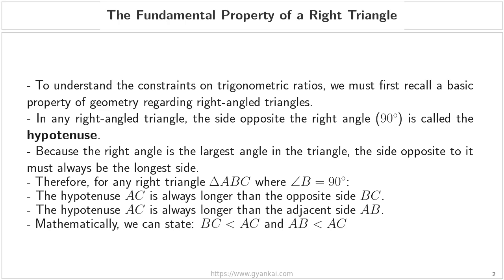If we were to write this out mathematically, we would state that BC is less than AC, and AB is less than AC. Keeping this relationship in mind is essential, because as we will see in the next few slides, this is exactly what creates the mathematical boundaries for our sine and cosine ratios.